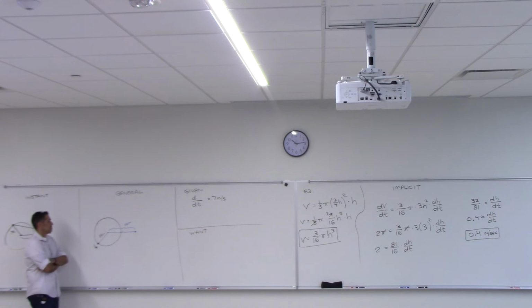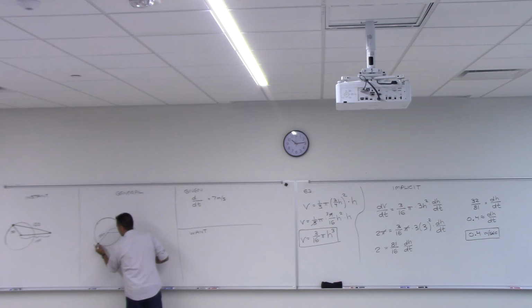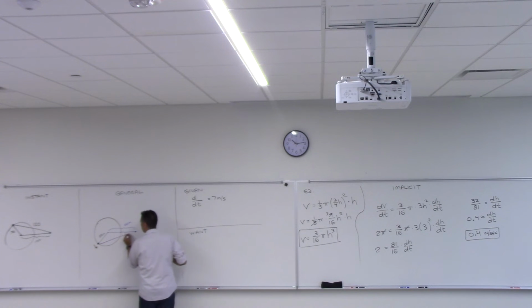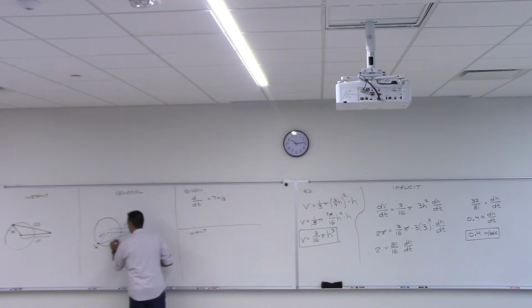Okay, let me draw something else. We can label this at least, because I don't know what to do with that yet. So I'm going to label this distance here. I'm going to call it capital F for friend. That's the distance to her friend.